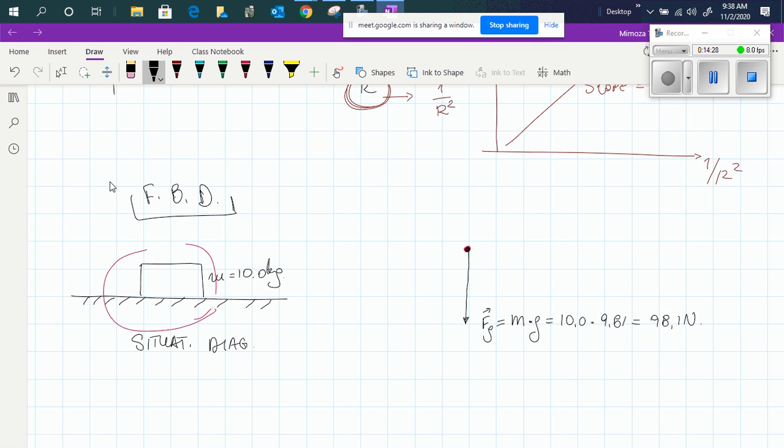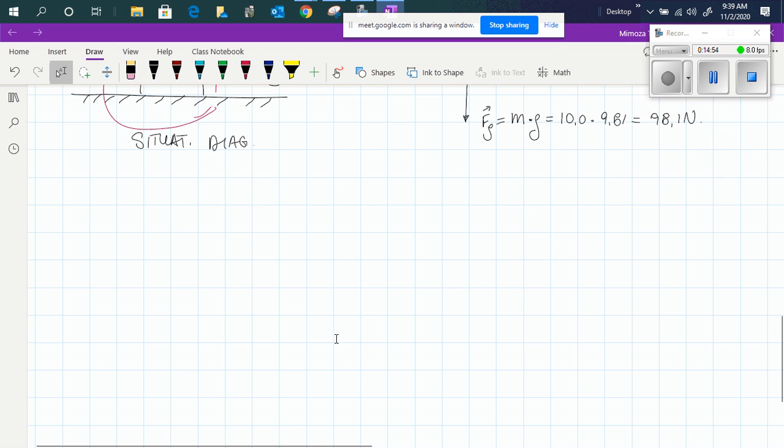And then since the object is on a surface and the surface is horizontal, we will have another force, that is the force at the contact, and it is the normal force. Normal force is a force that is always perpendicular, or 90 degrees, to the surface. No matter what, if the surface is horizontal, then the normal force will be perpendicular to horizontal.